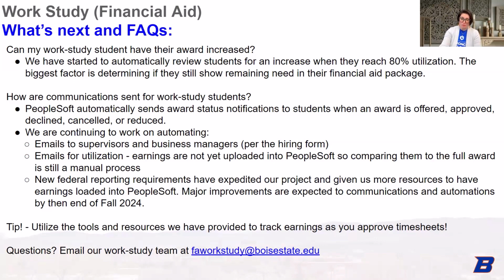There is a new federal reporting requirement that has helped expedite a project request that we have in, where we're hoping to get the earnings from Bronco Hub back into PeopleSoft so that the system can help us analyze how close they are getting to their award and hopefully automate some more of those communications. And then I'm going to walk you through a couple tools real fast, but again, there's that dedicated work study email. If you have any questions, please email us. But if I can screen share, I will show you a couple tools that we have.